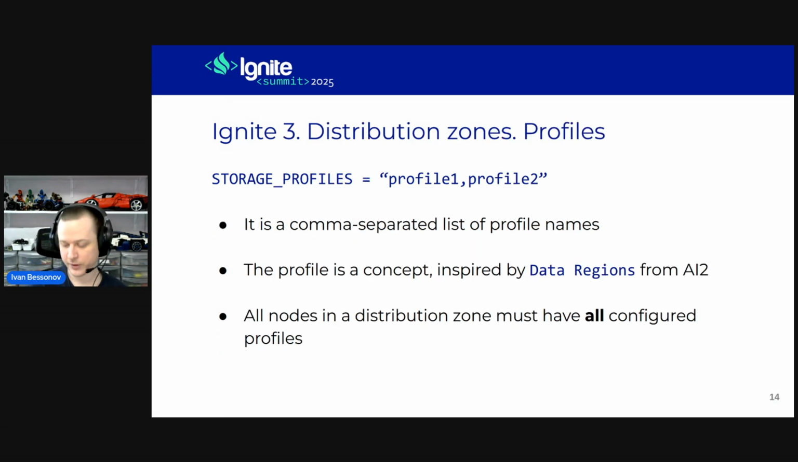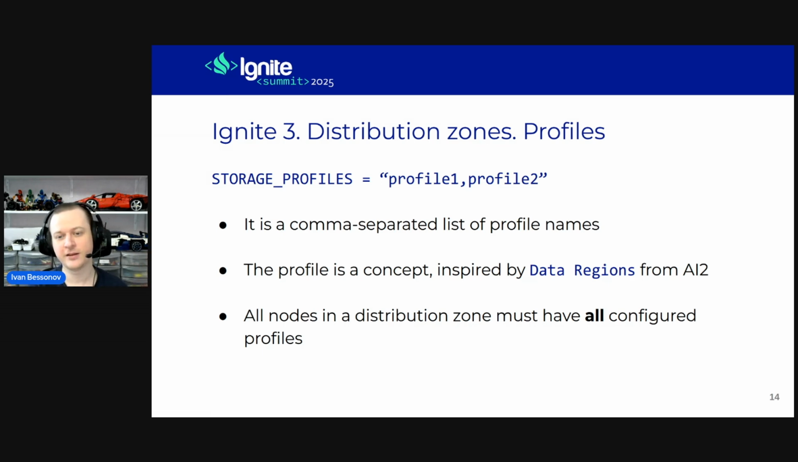In Ignite 3, first of all, we once again renamed things. Now it's called profile or storage profile. We don't call it data regions anymore. And for distribution zones, you might configure several storage profiles, not just one. And the idea is that all the nodes within the distribution zones have all these profiles configured in them. And if we have a node without some storage profile locally, it will not be included in distribution zone.